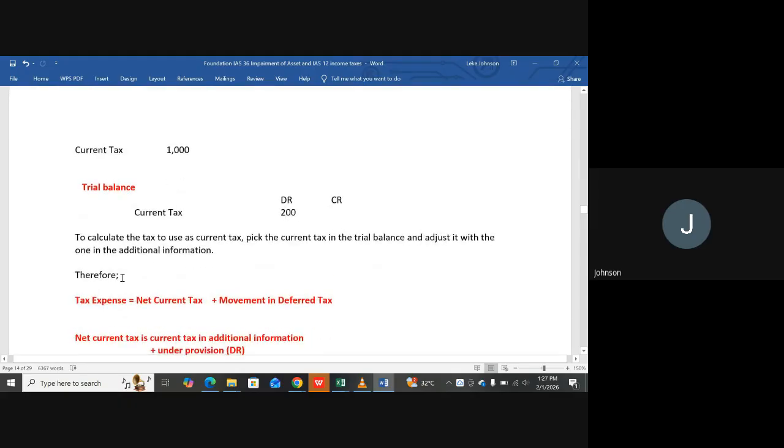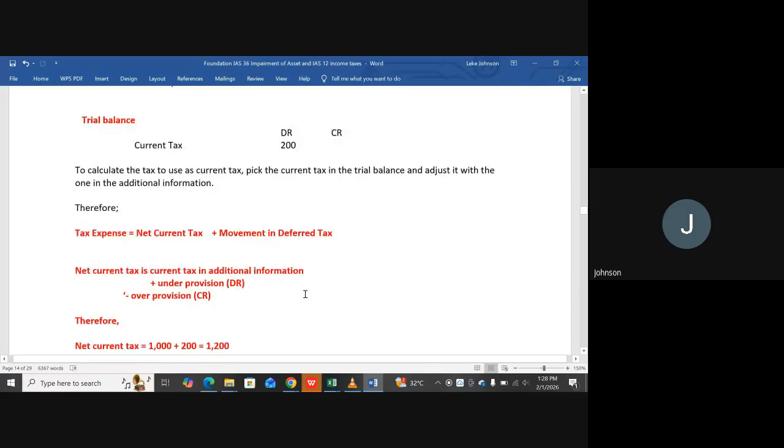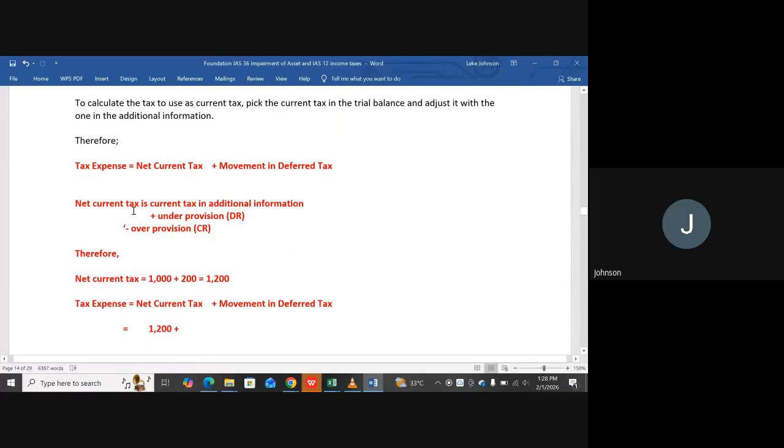So what do we now do? They say that to calculate the tax to use as current tax, pick the current tax in the trial balance and adjust it with the one in the additional information. Therefore, the tax expense is going to be the net current tax plus the movement in deferred tax. Net current tax plus movement in deferred tax. Net current tax is current tax in additional information plus under provision or minus over provision.